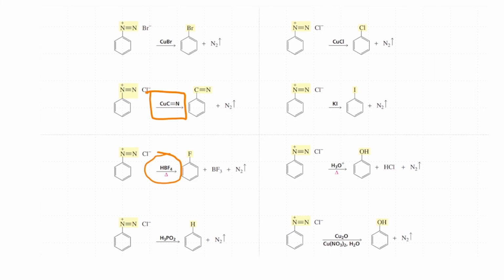You can also convert a diazonium salt to phenol by reacting it with aqueous acid. And just now we discussed this, you can react a diazonium salt with H3PO2, and that nitrogen is replaced by a hydrogen. And another method to produce phenol is to react it with Cu2O in the presence of copper nitrate. Okay, so this is the kind of variety of reactions that diazonium salts can carry out, and this becomes very useful in many of our organic synthetic procedures.